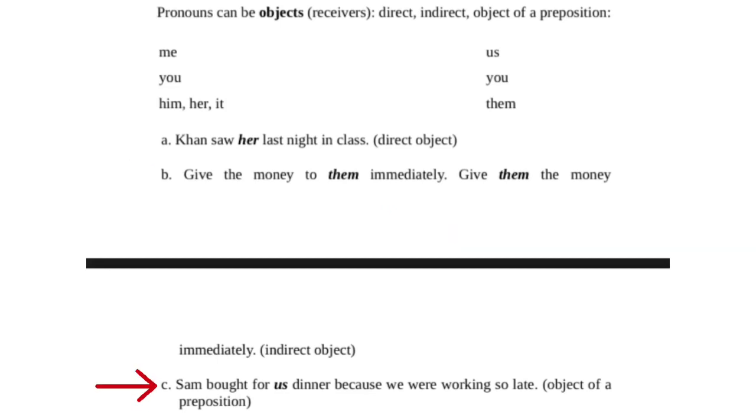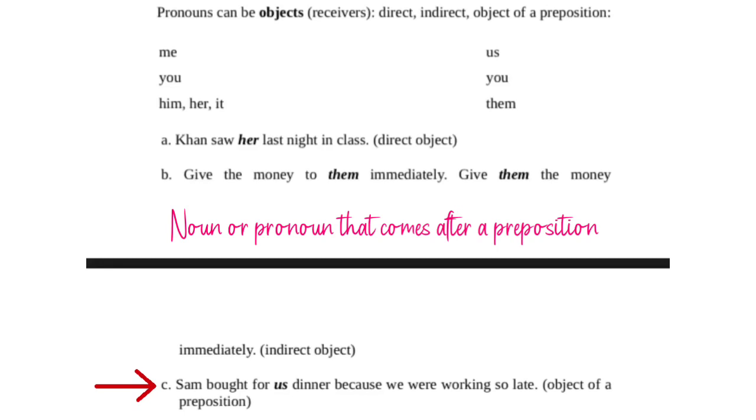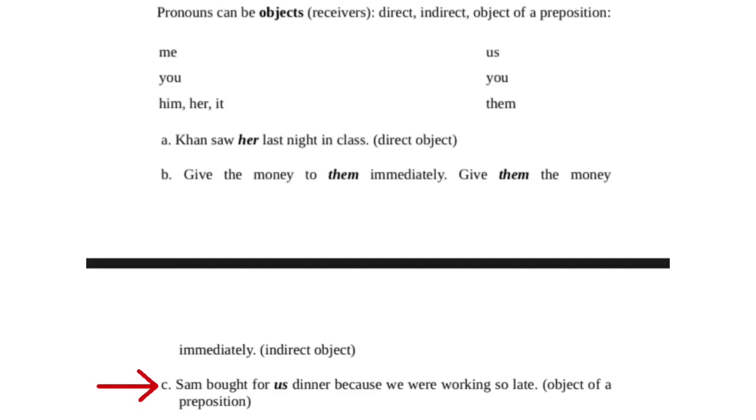Next one, if it's used as an object of a preposition. So the example is Sam bought dinner for us because we were working so late. So the object of a preposition is a noun or pronoun that comes after a preposition. So here the preposition is for and the pronoun is us.